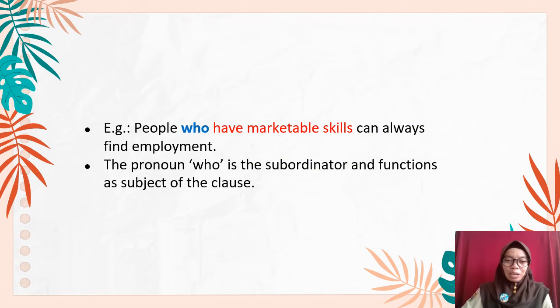Please look at the example. People who have marketable skills can always find employment. In this sentence, who have marketable skills is the adjective clause modifying people. The pronoun who in this sentence is the subordinator and also functions as the subject of the clause, and in this sentence the word have acts as the verb.